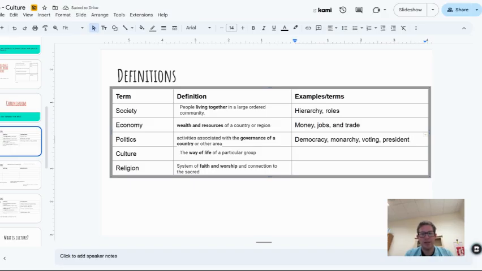Protest is politics too. Culture, things like values, foods, music, all of that, and religion. So many different words we could put down with religion, like sacred texts, God or gods, churches or houses of worship, things like that.